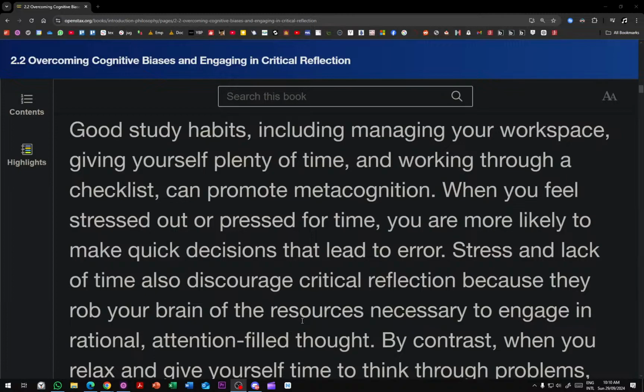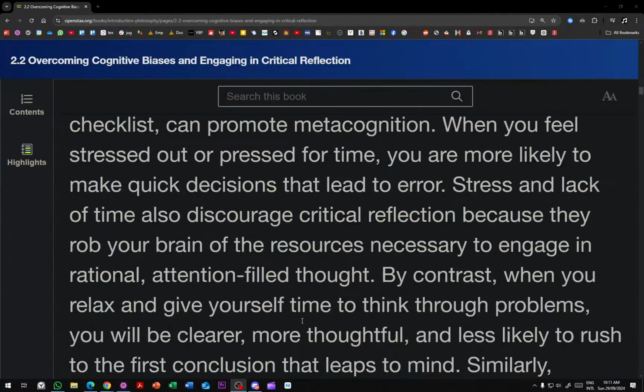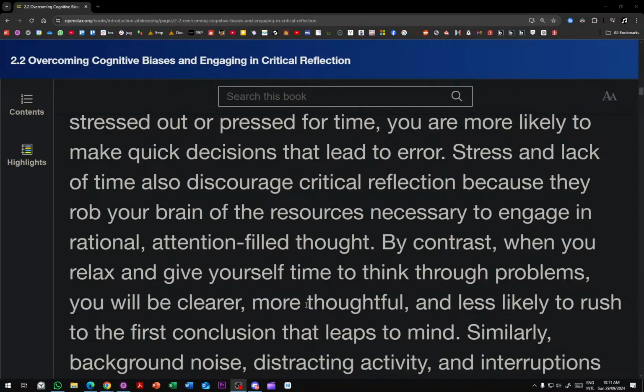When you feel stressed out or pressed for time, you are more likely to make quick decisions that lead to error. Stress and lack of time also discourage critical reflection because they rob your brain of the resources necessary to engage in rational, attention-filled thought.